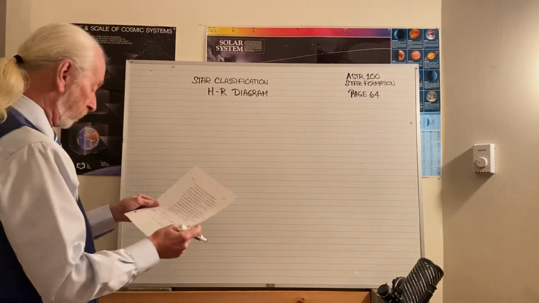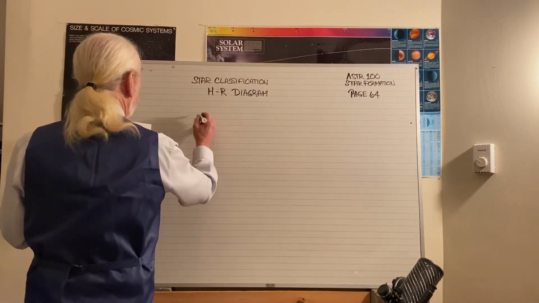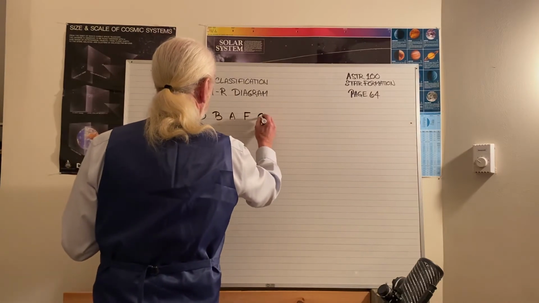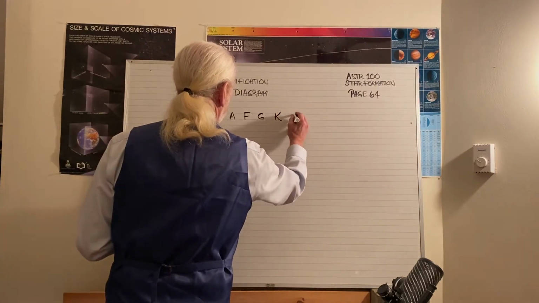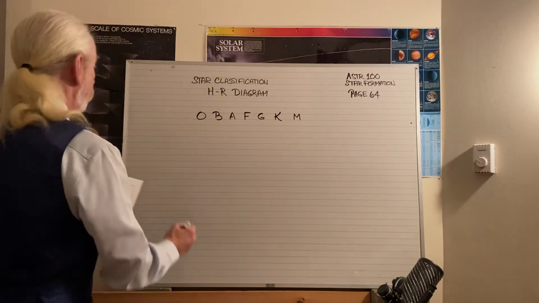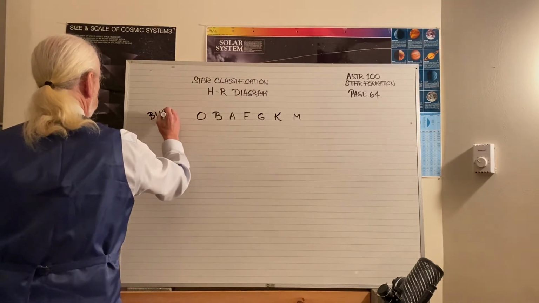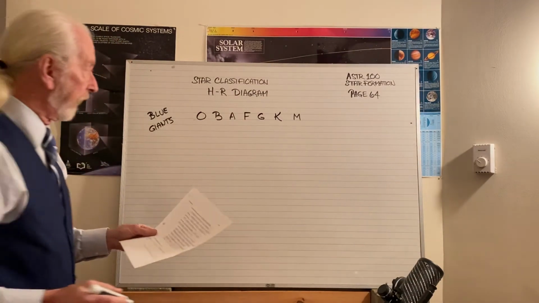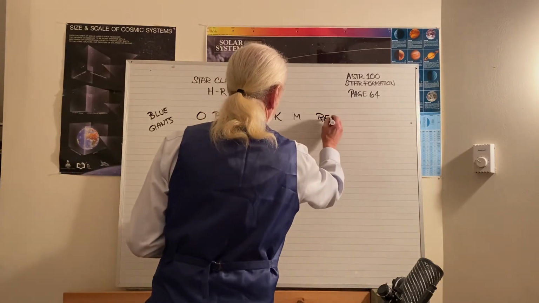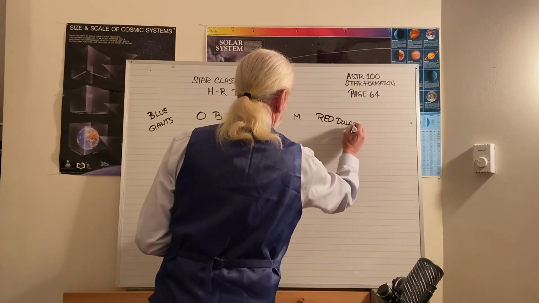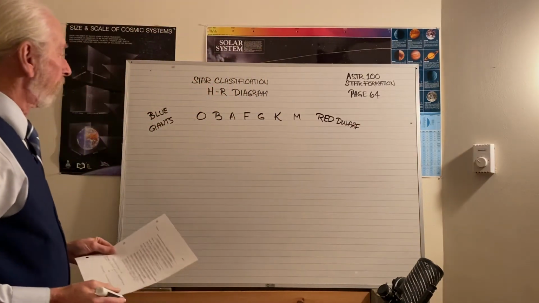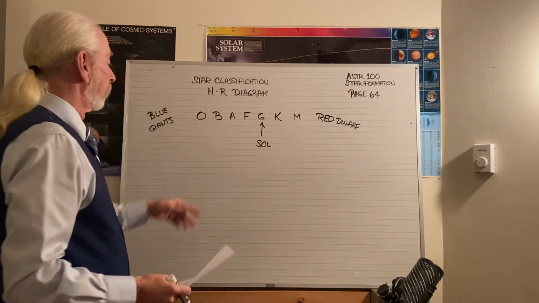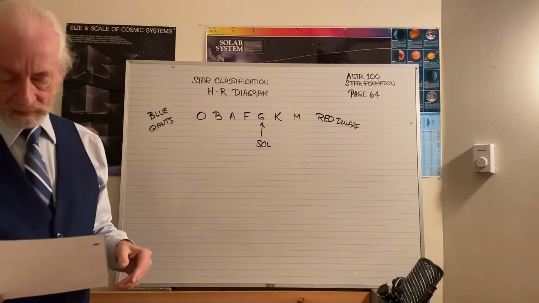And along the main sequence, the classifications are O, B, A, F, G, K, M. At this end, we have blue giants. Super hot. And at this end, we have red dwarfs. Very cool, very dim. And that's us. Our sun is a class G star.